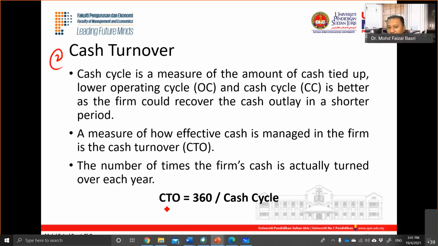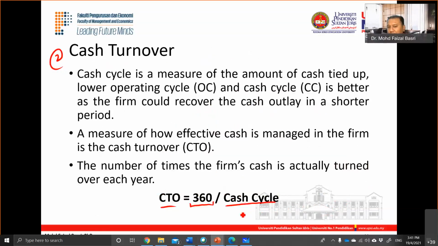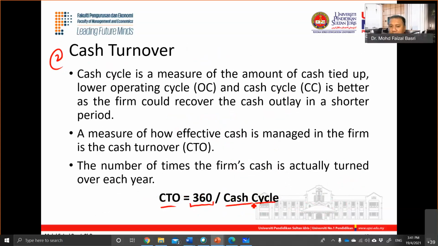So the formula for cash turnover would be 360, and this amount is fixed, divided by the cash cycle from our first step. As a reminder, if you get any of AI, ACP, or APP wrong, you end up with a wrong cash cycle. If you use a wrong cash cycle here, it will give you a wrong CTO.